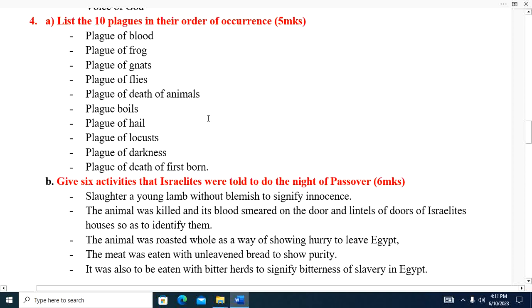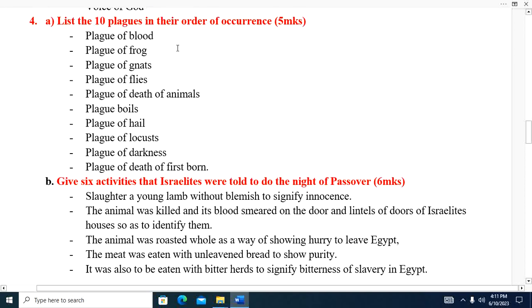Question number 4. List the 10 plagues in the order of occurrence. And in this question you might miss marks if you mix them up, because you are told to list the 10 plagues in their order. They have stated order, but they can tell you to state 10 plagues. There is no need of writing them in order. But when they say you state them in order of their occurrence, you must do that. So number 1, the plague of blood.